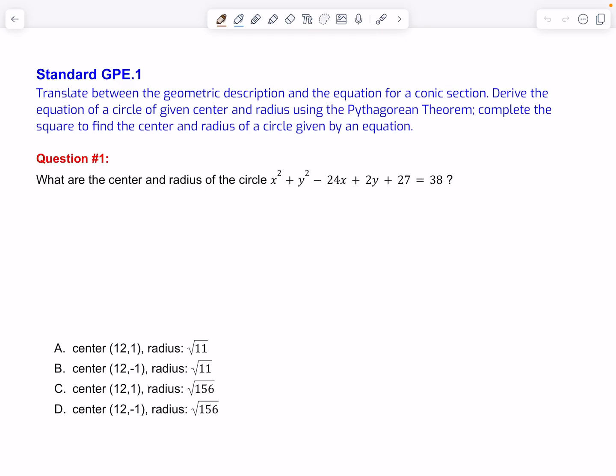In this video, we're going to take a look at standard GPE.1. It asks us to translate between the geometric description of the equation and the equation for a conic section. Derive the equation of a circle of given center and radius using the Pythagorean theorem, and complete the square to find the center and radius of a circle given by an equation.